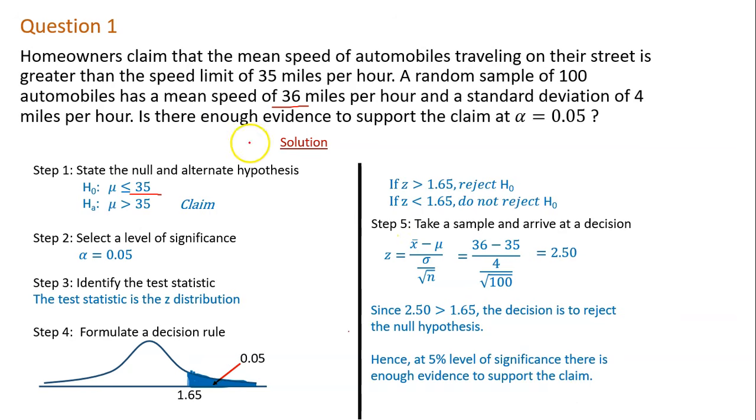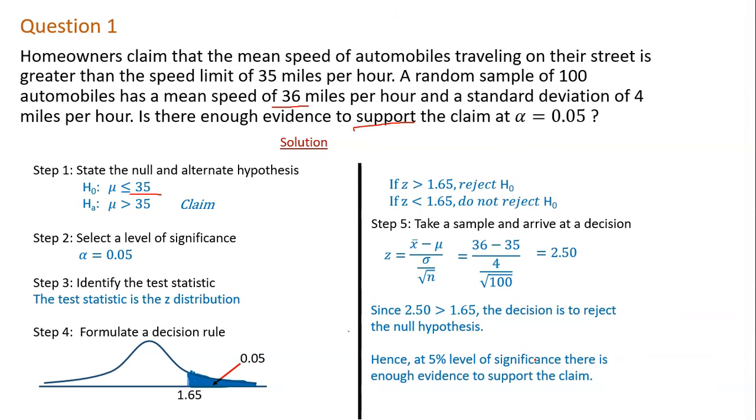In fact, this particular question has even made your conclusion easy. Look at what the question says. The question says, is there enough evidence to support the claim at alpha equals 0.05? So you just use the statement given in the question that at alpha equals 0.05, there is enough evidence to support the claim. So that is all for question 1.